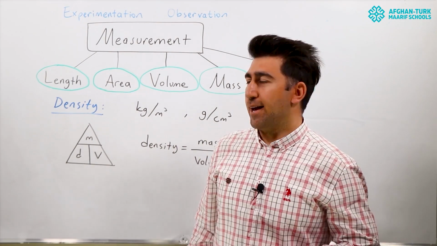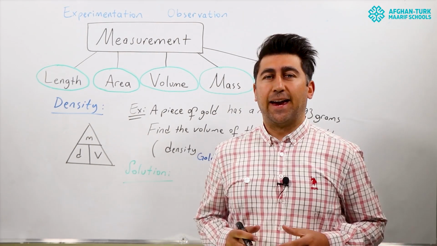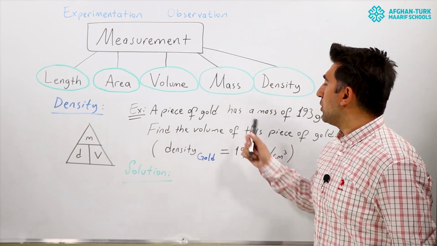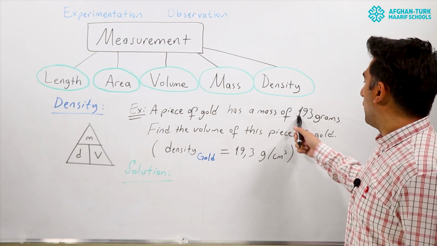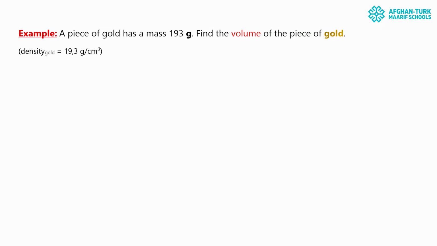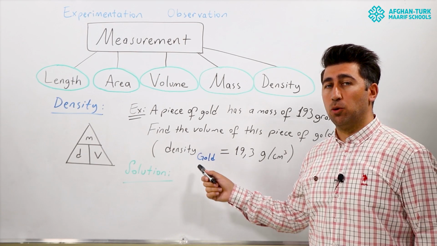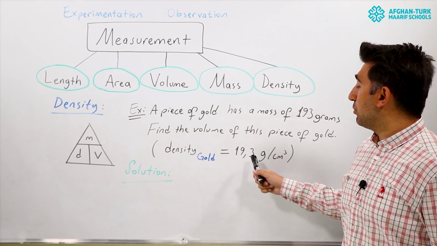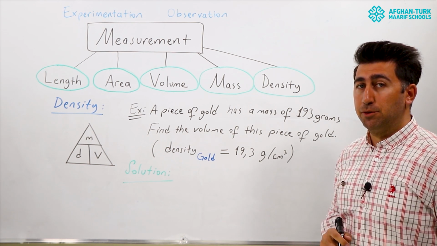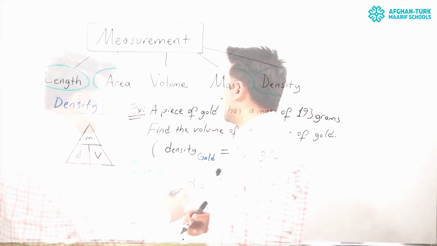Let's solve a very easy example about density. The example says a piece of gold has a mass of 193 grams. Find the volume of this piece of gold. And the density of gold is equal to 19.3 gram per centimeter cube. So let's find it together.